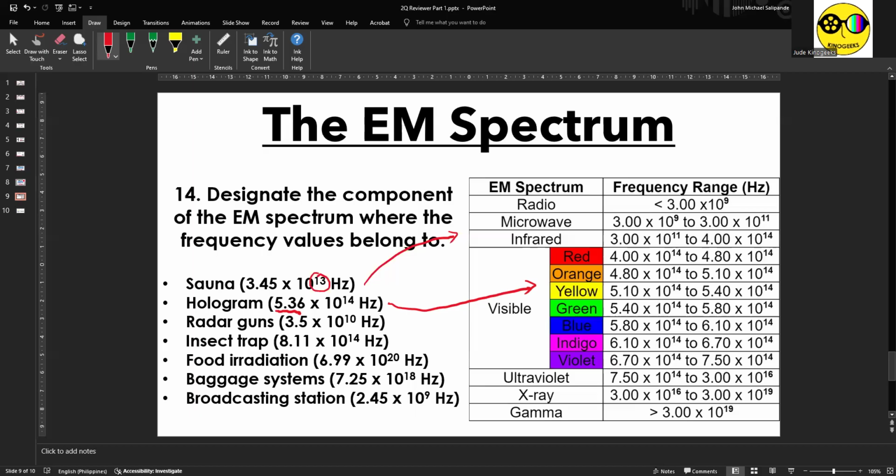Radar guns. Frequency is 3.5 times 10 raised to positive 10 hertz. And that will fall onto the microwave region because the microwave region has a range of 3 times 10 to the 9 to 3 times 10 to the 11.